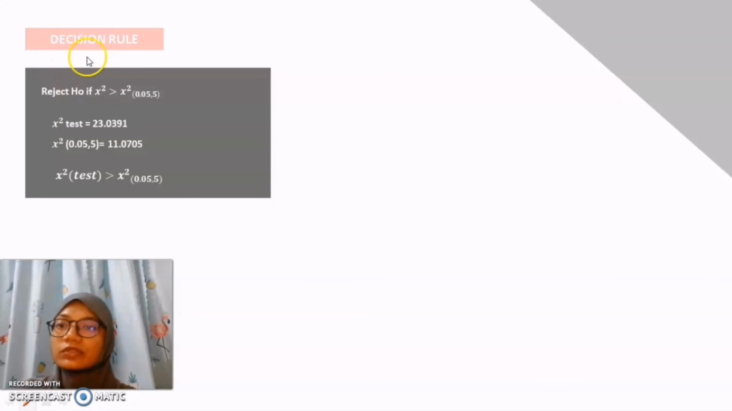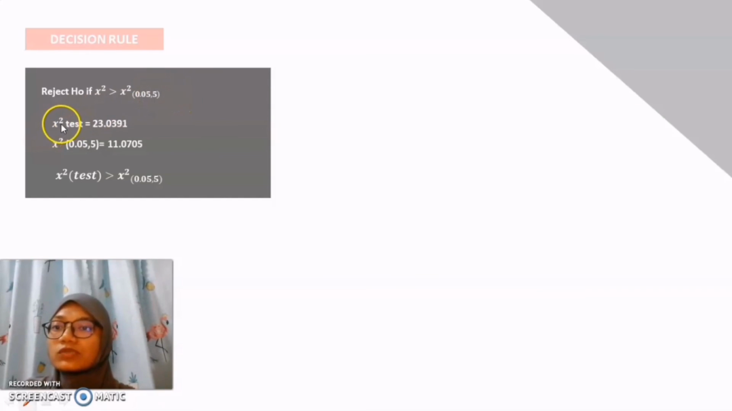Next, we have the decision rule. For the goodness of fit test, we have only one, which is reject H null if chi-square is bigger than chi-square alpha, k minus unknown parameter minus 1. Unknown parameter is 0, and k is our number of categories. We can see from the test statistic, which is 6 minus 1, which is 5.